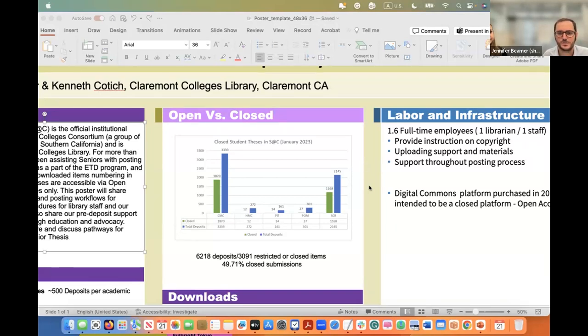So between 6,218 deposits, we're seeing 3,091 being restricted or closed. And these are from stats I grabbed back in January. So that's a 49.71% closed in just the senior theses, ETDs of the IR.